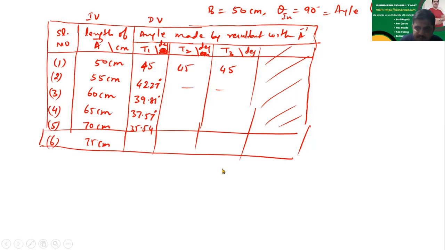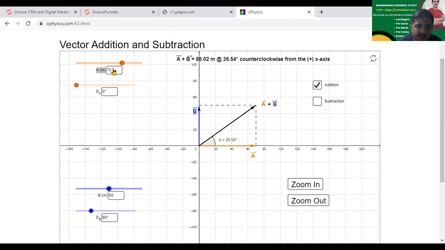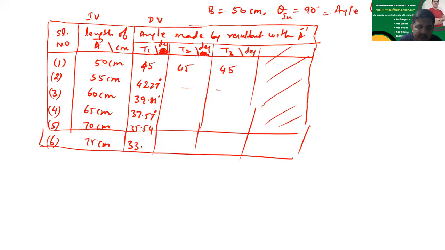Last trial we will do. 75 centimeters. Go back to my lab page. Make this as 75. And what do I get here? 33.69. Let me change this. 33.69 degrees. Now you see, it started with 45 and started coming down and just come here.